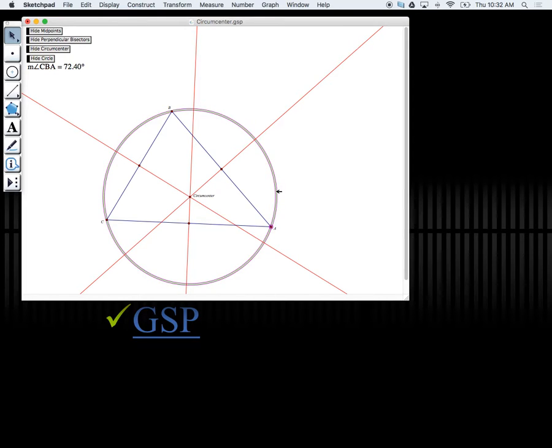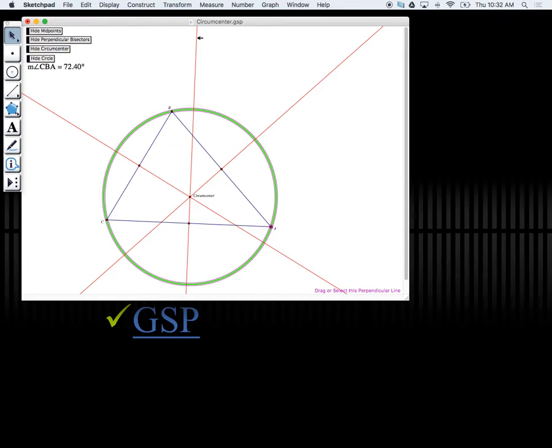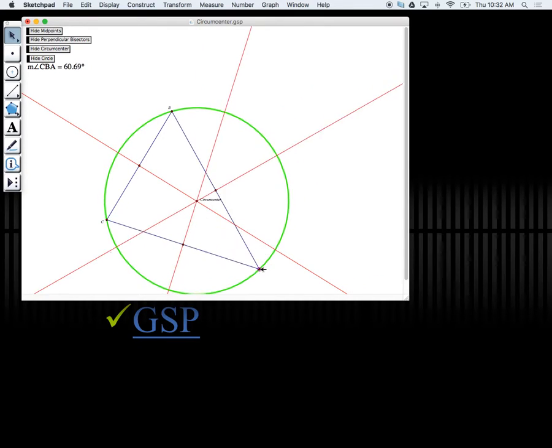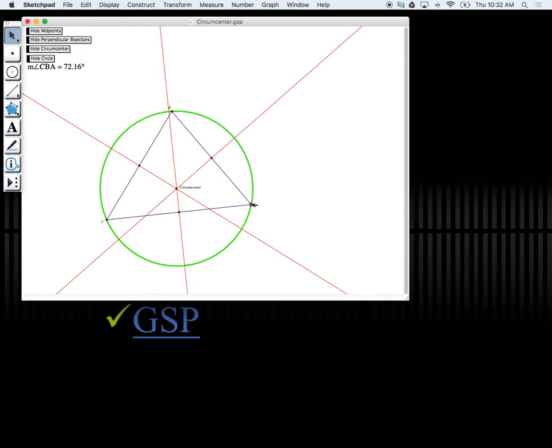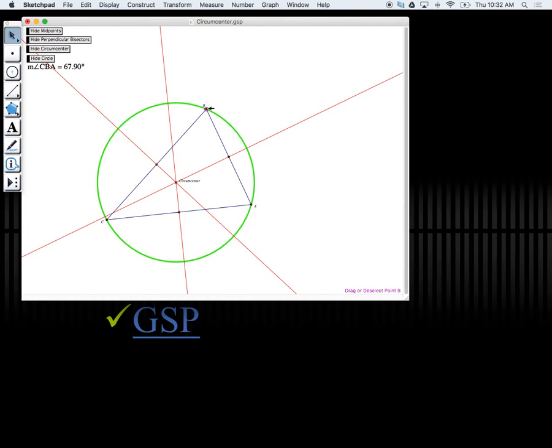Yes. Okay. Here, I think this might help display. Line style. Let's make it medium. That's better. Okay. So there's that circle. And as we drag any one of these vertices, they will always go through the three vertices. So circumcenter is the POC for the perpendicular bisectors. It's the center of the circumscribed circle. We good with that?